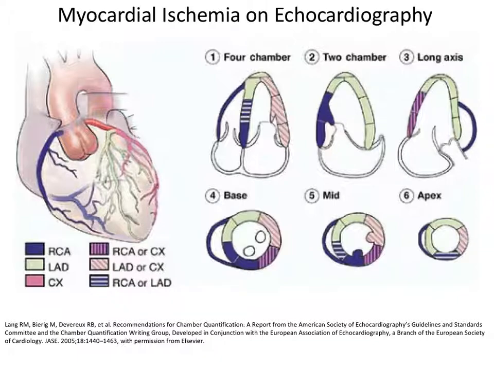And so if you have a blockage in one of those segments of your coronary artery, either the proximal right coronary artery, proximal means close to the aorta.